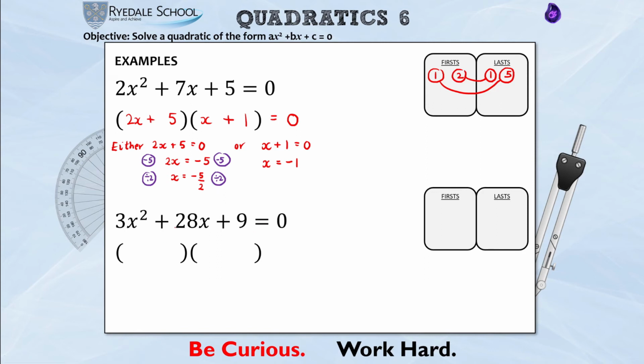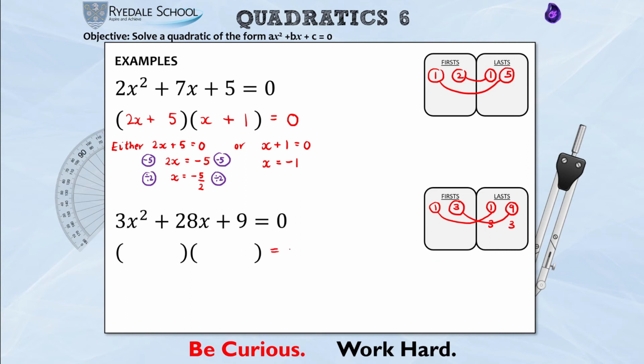So let's list the firsts that multiply to make 3. Just 1 and 3. What multiplies to make 9? Well, we've got some choice here. We've got 1 and 9. We've got 3 and 3. Can we see a combination that is going to make 28? Well, I can see 1 times 1 is 1. 3 times 9 is 27, and they combine to make the 28.